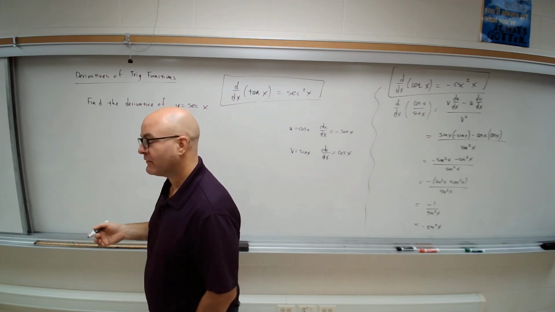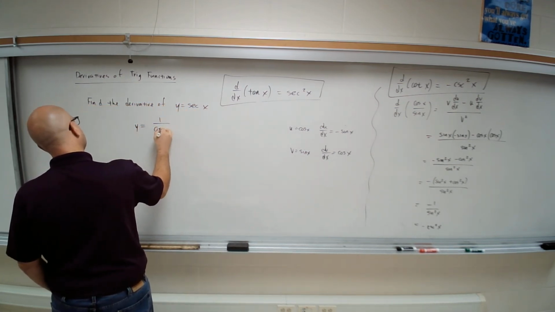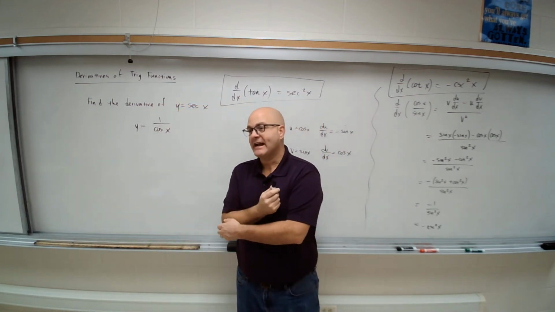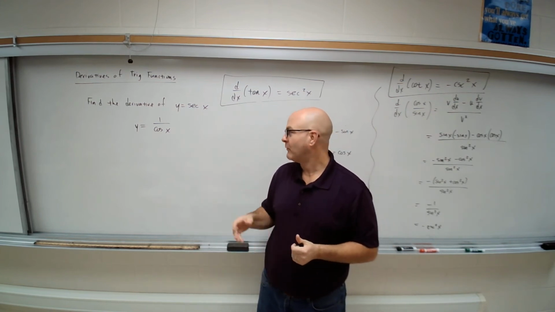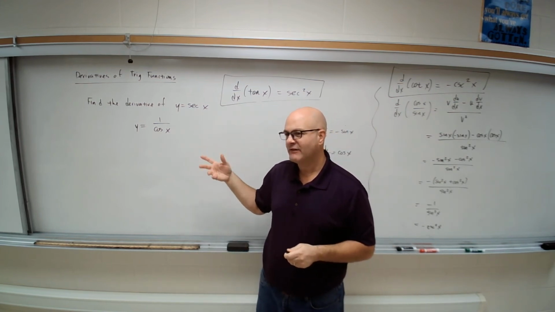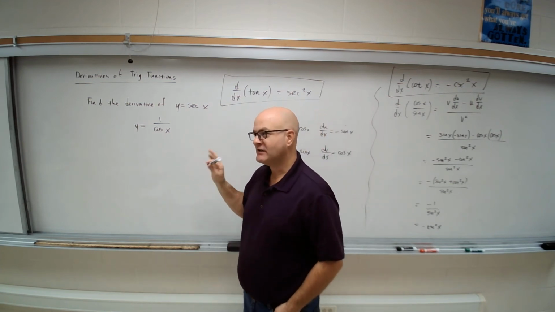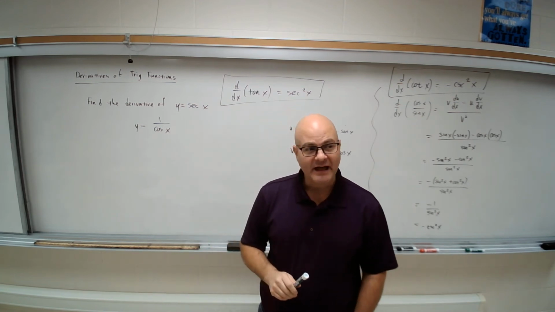1 over cosine, right? So we're going to think of it as y equals 1 over the cosine of x. Now this is a case where if it were like an x to the 4th, I'd tell you to move it to the numerator, but here that's not going to work because we don't have the functions or the notation for that. So here, let's go ahead and apply the quotient rule to that, and let's see what we get.